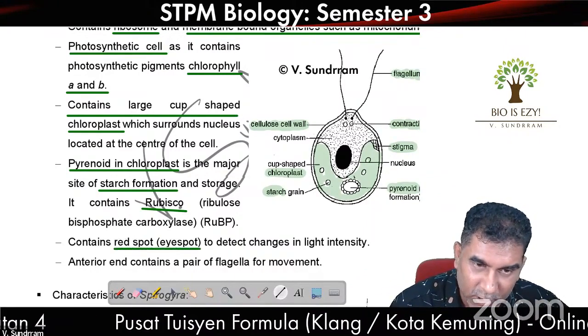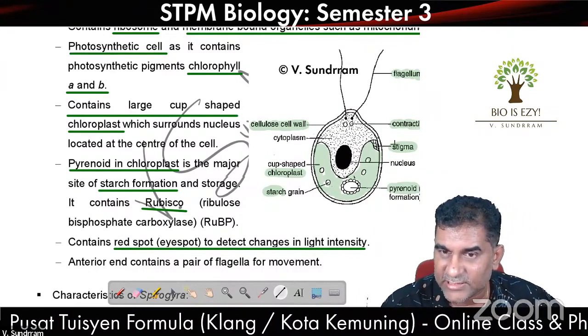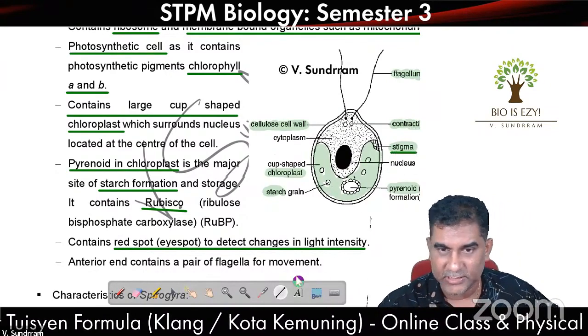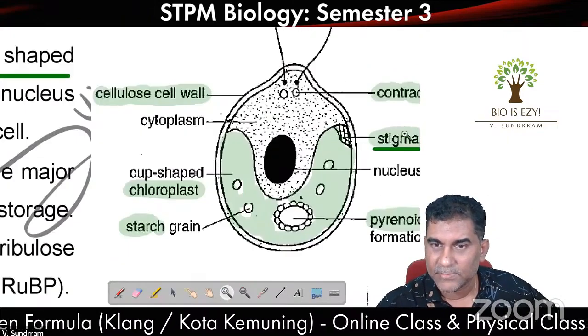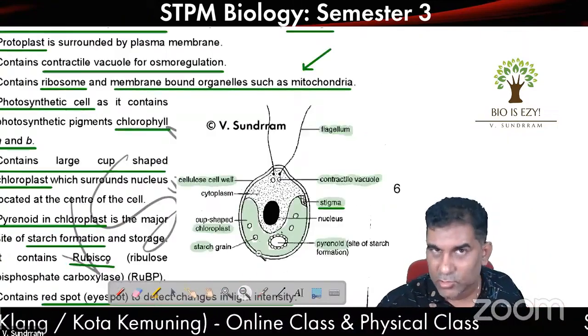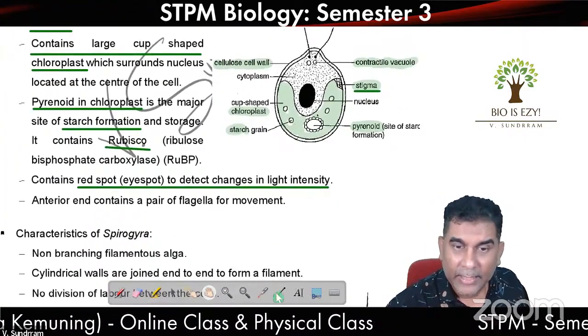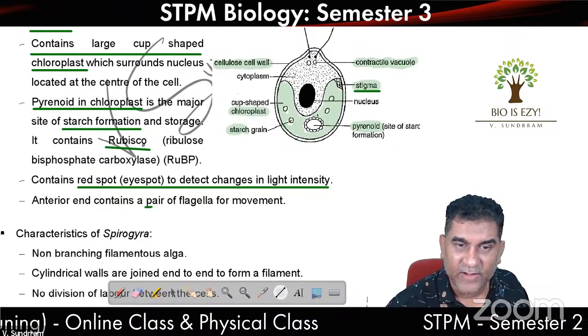Red eye spot to detect changes in light. We can call it red spot. Sometimes we call it stigma that you see here. Sometimes you call it stigma, sometimes you call it red spot, because when we look through microscope, they do have the red color. And they have flagella for movement.